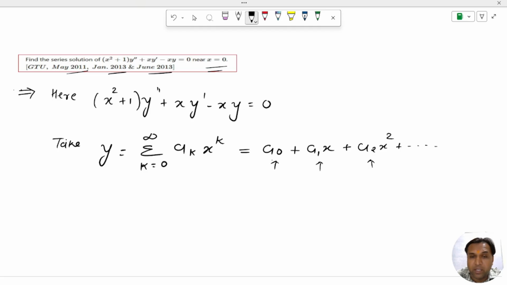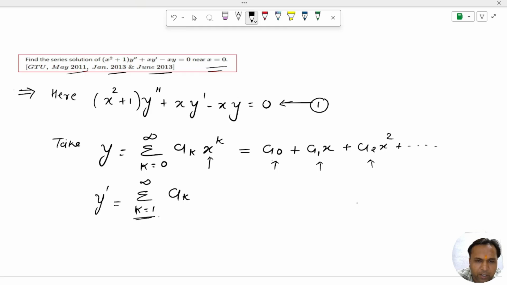Now how to find all these values using the given equation? Say this is equation 1. Now the differential equation goes up to second order, so you have to find y dash. For y dash you take summation k equal to 1. If you take the first derivative, you take k equal to 1, a k. If I differentiate with respect to x, k comes in front and the power reduces by one. So we can say k a k x raised to k minus 1. That is my y dash.